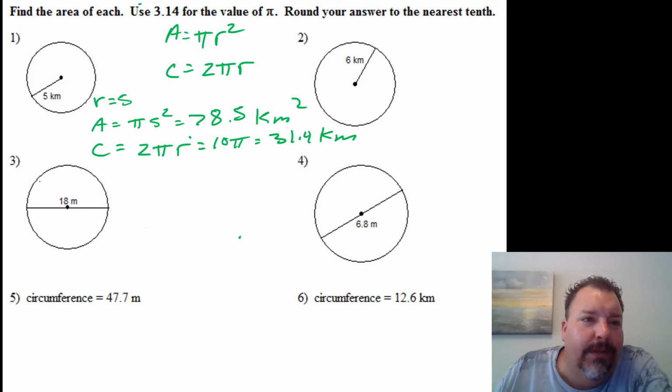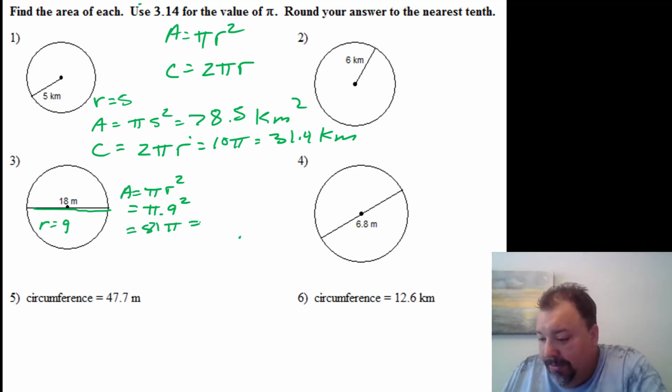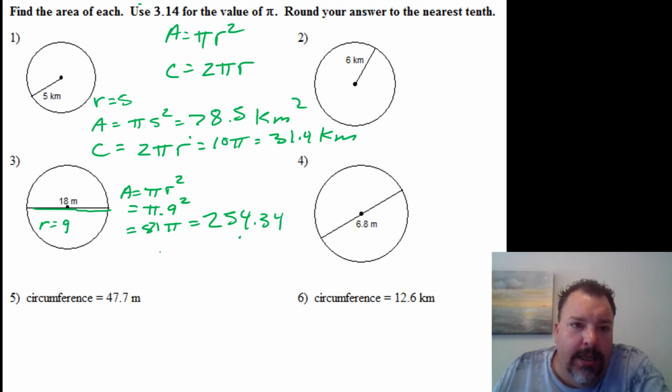Okay, for number 3, we got 18 meters, and that's our diameter. So the radius here is going to be 9. So we have the area is equal to pi r squared. The area is equal to pi times 9 squared, which is going to be 81 times pi. And then we just type that in, see what we get. 81 times 3.14. We get 254.34. And that would be square meters.